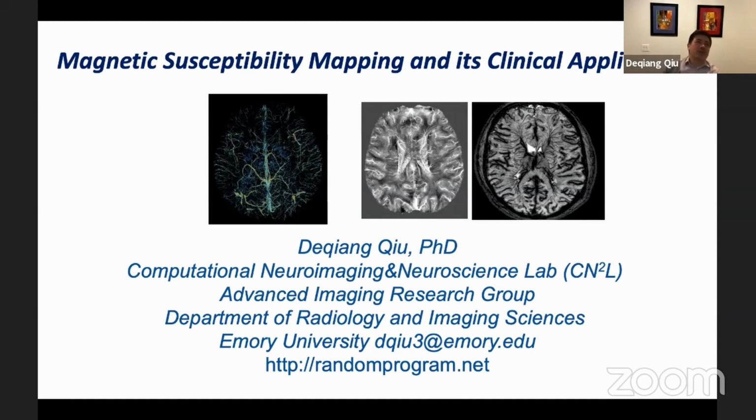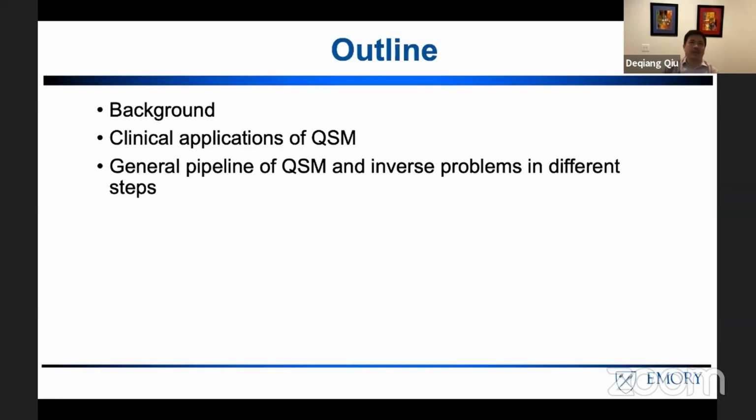So today I'm going to talk about magnetic susceptibility mapping and its clinical applications. And here's the outline of the presentation. First of all, we're going to talk a little bit about the basics of QSM, or quantitative susceptibility mapping. And I'm going to walk through a few clinical applications of these techniques. And lastly, I'm going to talk about the general processing pipelines of QSM and the inverse problems involved in this. At the very last, I'm going to share some of our recent work where we use a Bayesian approach to do sparse image reconstruction for T2 star and QSM.